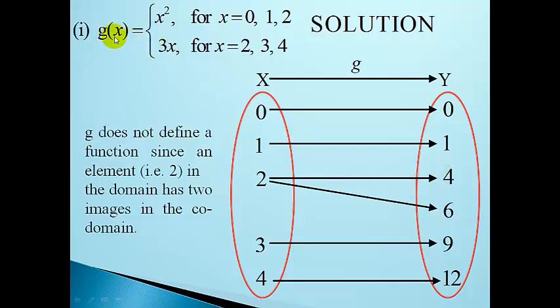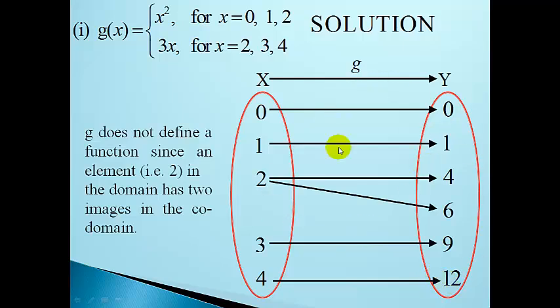Now, considering g of x equals 3x for x equals 2, 3, 4. When x equals 2, 3 times 2 will give us 6. That means that 2 is also mapping to 6. When x equals 3, 3 times 3 is giving us 9, so we have 3 mapping to 9. When x equals 4, we have 3 times 4, and that is 12. That is why 4 is mapping to 12.